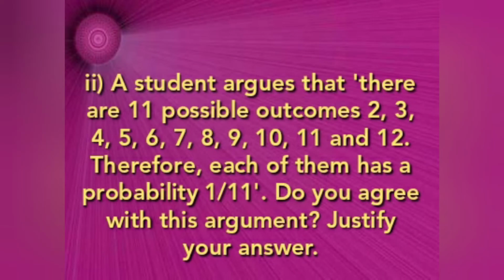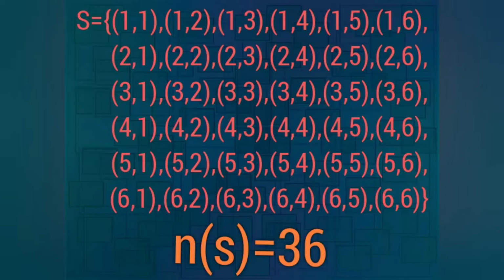And then a student argues that there are 11 possible outcomes: 2, 3, 4, 5, 6, 7, 8, 9, 10, 11 and 12. Therefore, each of them has a probability 1 by 11. Do you agree with this statement? Justify your answer. First tell me the sample space. 2 dice are going to be thrown, so S is equal to 1 comma 1, 1 comma 2, like this you have to write. So totally N of S is equal to 36.